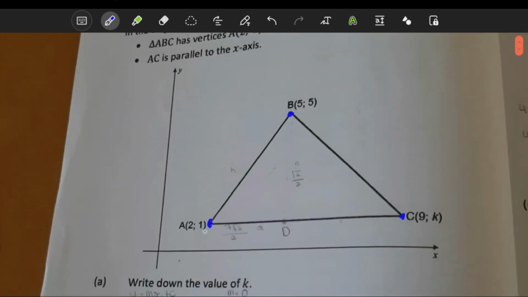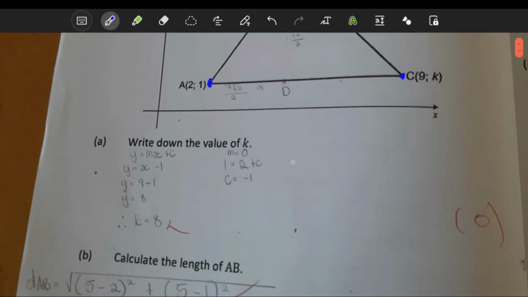So obviously these have the exact same y value, you see, because the y value here is a 1, and this point here is nowhere up, it's nowhere down. So it means that the y value of k is also going to be a 1.